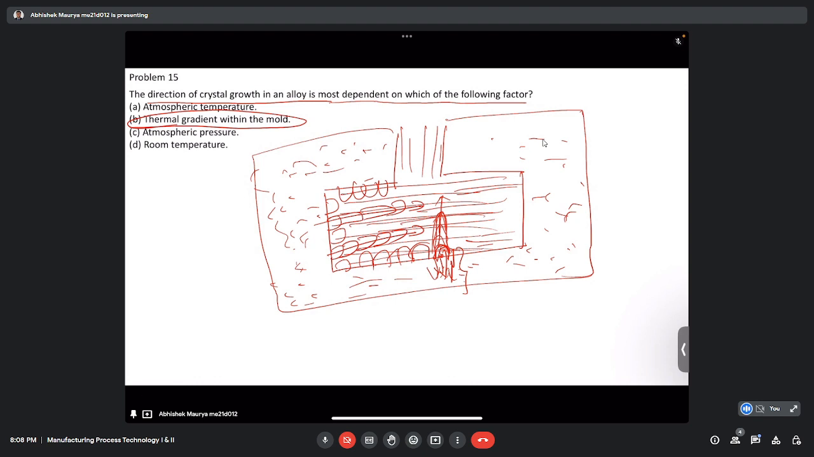Whereas for the other factors, like atmospheric pressure, even if we change the pressure, we cannot change much the direction of the solidification. So it is not a correct answer. Atmospheric temperature and pressure are not coming in contact with the molten material, so they won't affect it. The only thing is molten material coming in contact with the mold walls, and from there, if we can control the temperature gradient, then we can control the direction of the crystal growth. So the correct answer is B.